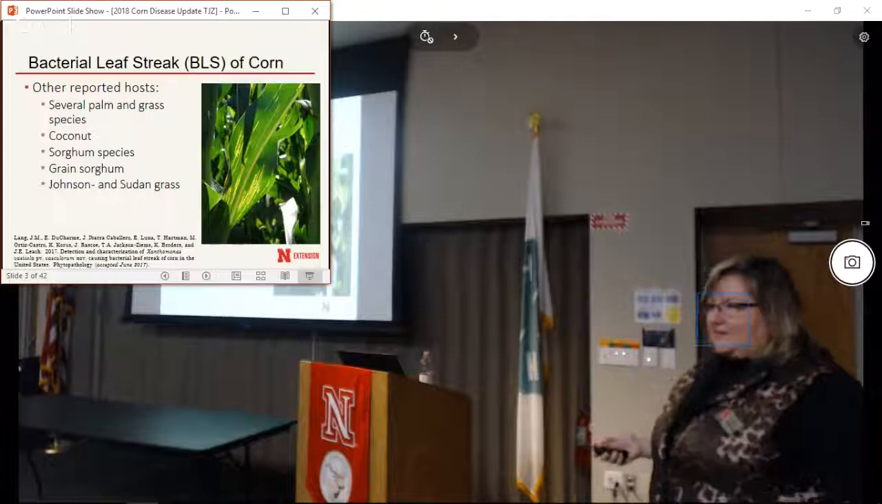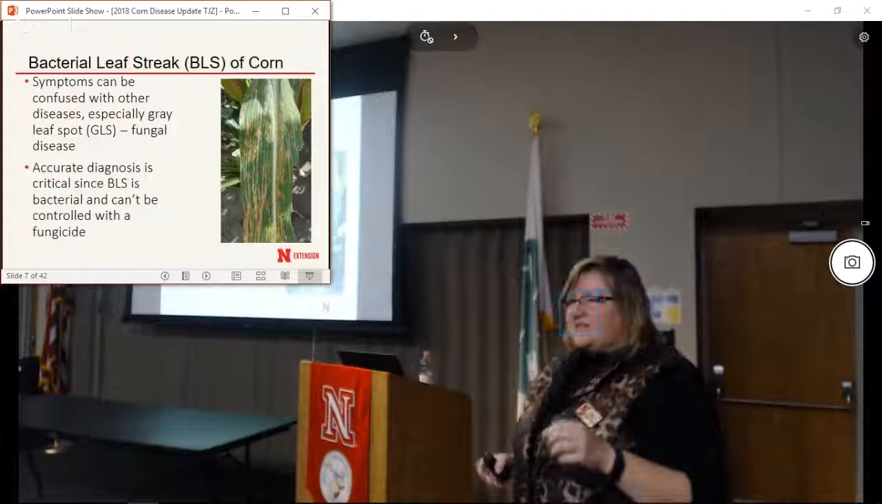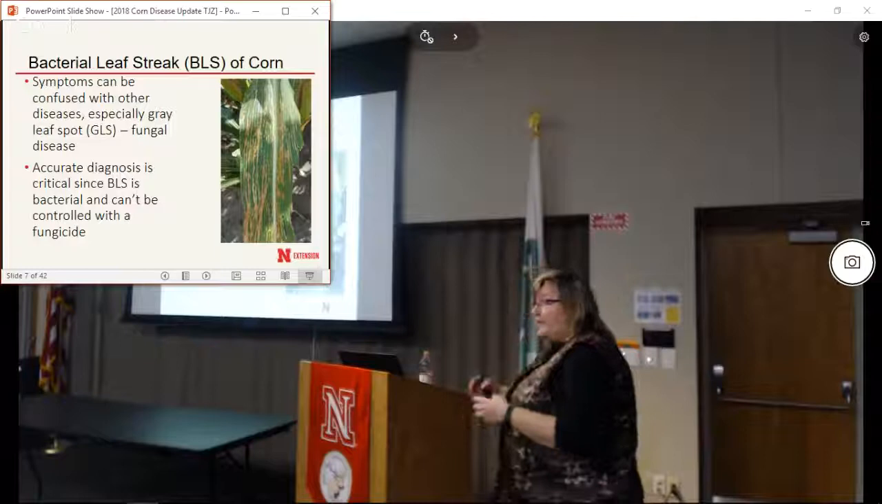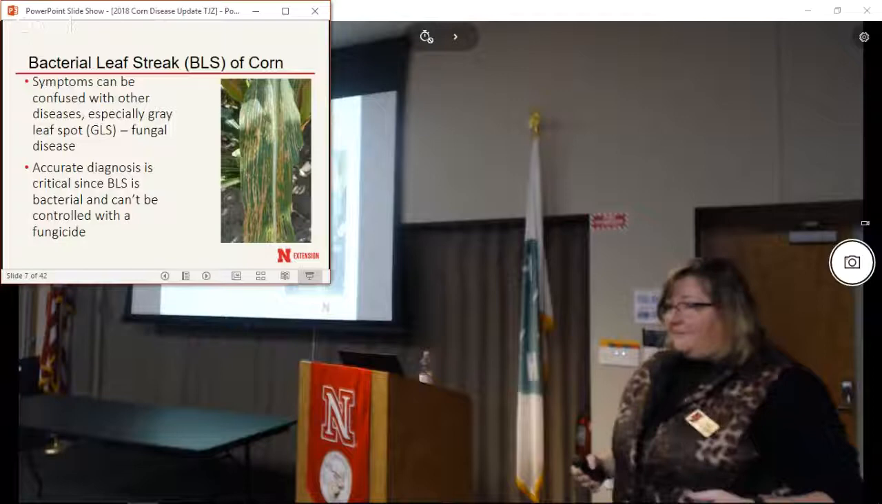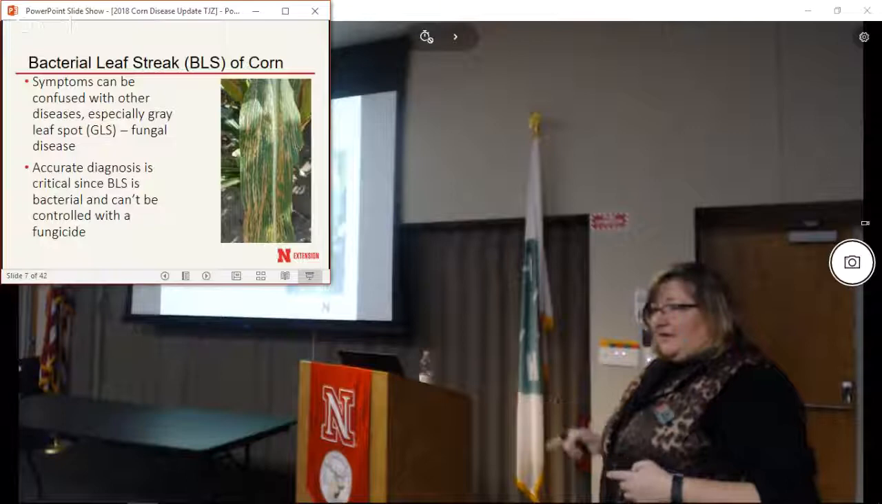The thing that I think is more important is that the symptoms that this disease causes look a lot like a disease that we already have, and that's the fungal disease gray leaf spot. And indeed, very early on, that's how many people found out they had a problem that was different, is that they thought they had gray leaf spot showing up early on those lower leaves, and they started spraying fungicides. Well, fungicides don't work on this pathogen because it's bacterial.